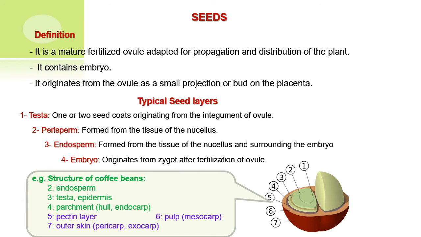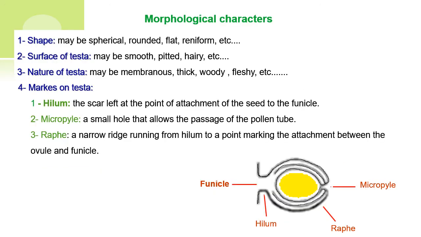So this is the endosperm. This is the outer seed coat, perisperm, and endosperm, and the embryo. This is the fruit wall: epicarp, mesocarp, and endocarp, or inner fruit wall.